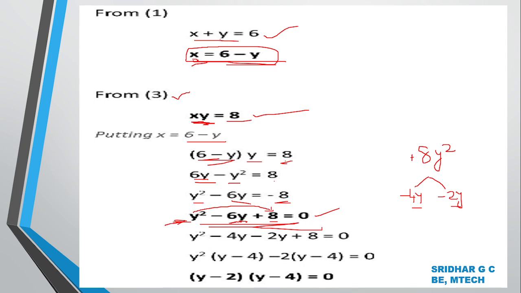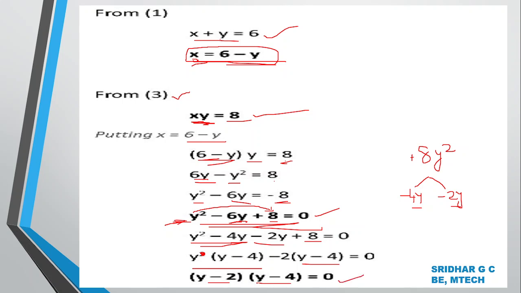Now let me write it. Write 6y as y square minus 4y minus 2y plus 8. Now take the common factor in these two. Sorry, here we take only y, it's not y square. I can take y as common, it will be y minus 4. Minus 2 I have taken common, y minus 4, and minus I have taken common, that's why plus has become minus. Clear? Now I can write it as y minus 2 into y minus 4 equals 0.